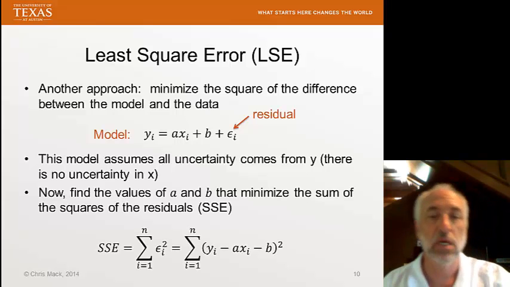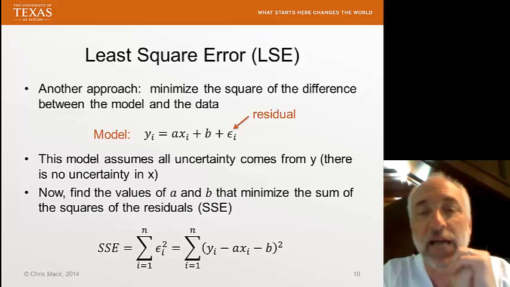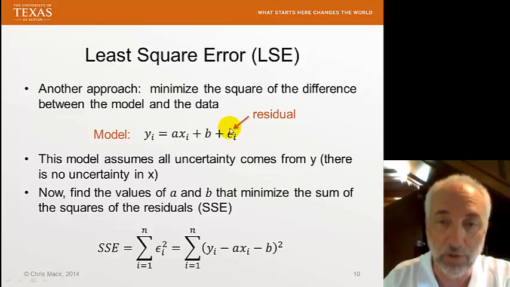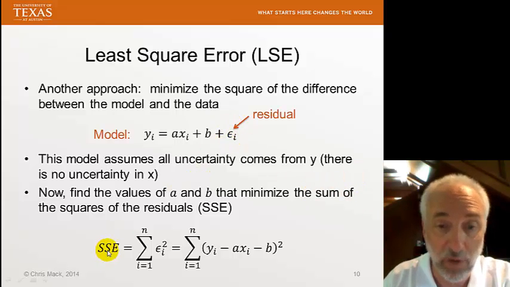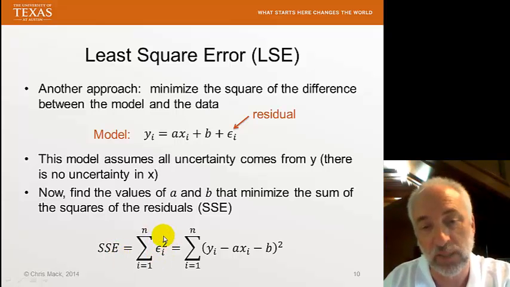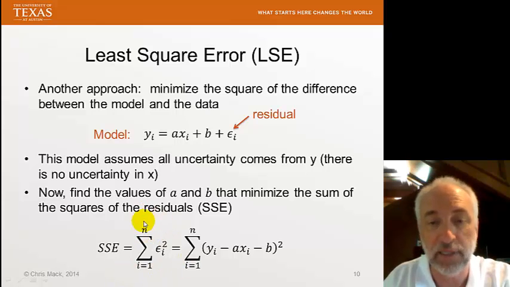Now, we find the values of a and b that minimize the sum of the squares of the residuals. So the residuals are also called the errors. So the sum of the squares of the residuals, we'll give the letters SSE, sum of squares of errors. So I take the residuals, I square them, and then I add them up from 1 to n for my entire data set. And that's equivalent here.